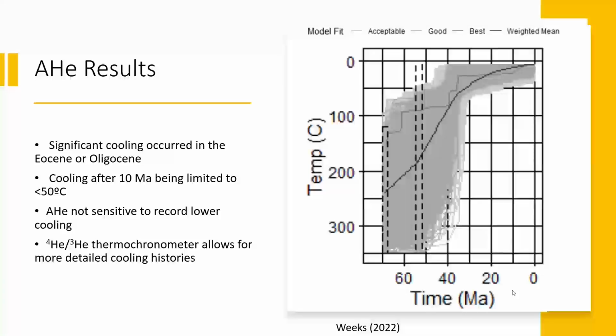But this thermochronometer, the apatite uranium-thorium-helium thermochronometer, isn't sensitive enough to elucidate those lower temperature cooling histories. So that's where the helium-3 thermochronometer comes in. It's more sensitive to those lower temperatures.